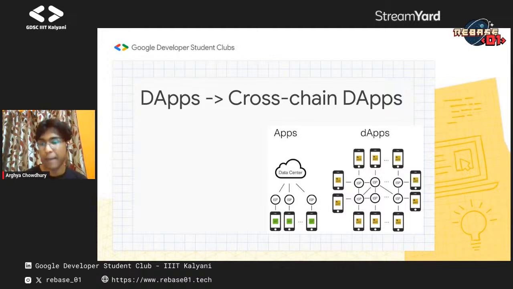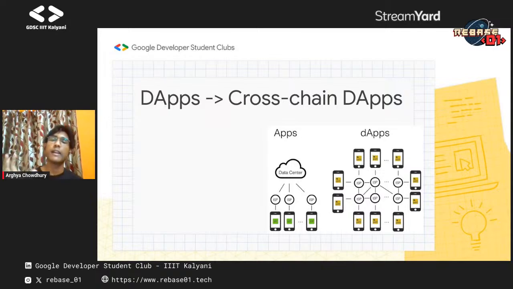Yep, dApps. Now, what are dApps? dApps are basically, when is it starting? It's already started. Okay, hello, Arav. Yeah. So, what are dApps? dApps are basically decentralized applications which are built on blockchain.